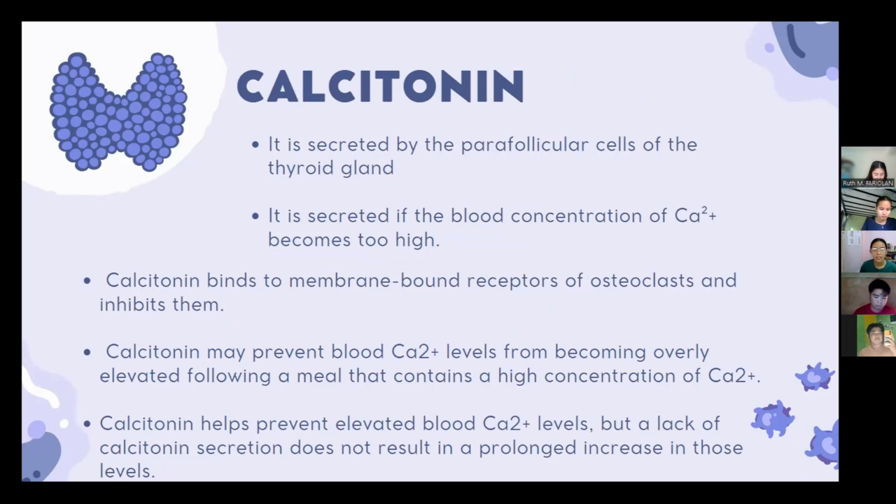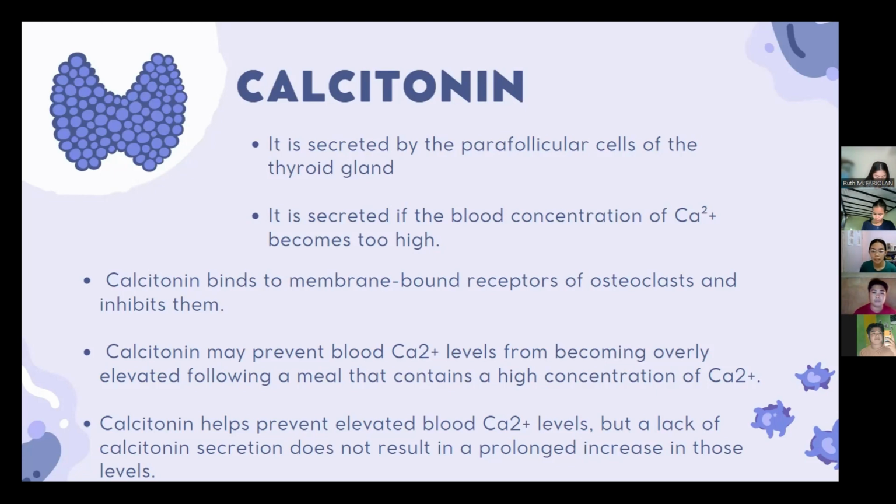Next is calcitonin. Calcitonin is secreted by the parafollicular cells of the thyroid gland. While the primary function of the thyroid follicular cells is to produce thyroid hormones, which are T3 and T4, the parafollicular cells specifically handle the synthesis and secretion of calcitonin. It is secreted if the blood concentration of calcium becomes too high. Calcitonin serves as a regulator of blood calcium levels, so when the concentration of calcium ions in the bloodstream rises above the normal range, the parafollicular cells release calcitonin in response. This hormone then acts to reduce blood calcium levels.